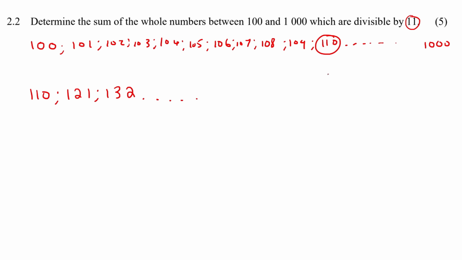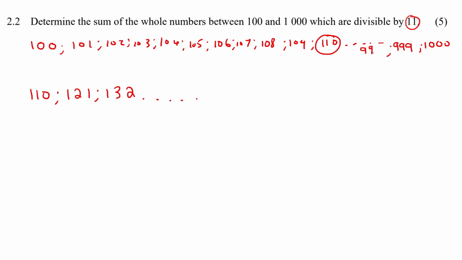Now, we've got to figure out where the last term would be. Is the number 1,000 divisible by 11? Well, no, you can try it on your calculator, it won't work. So then what is the number that comes before 1,000? 999. Is that divisible by 11? That number is also not divisible by 11.